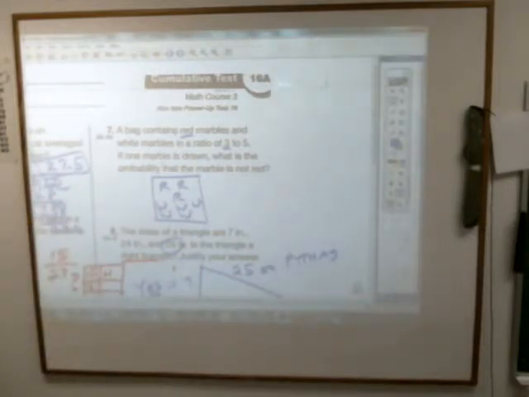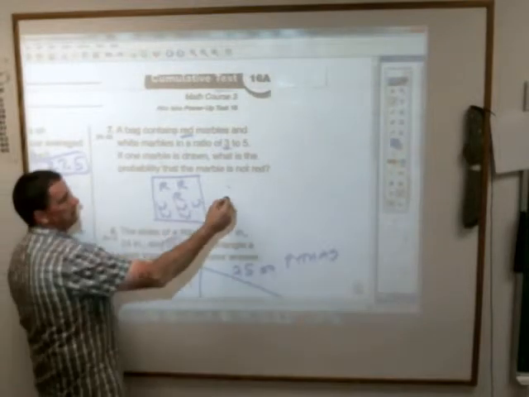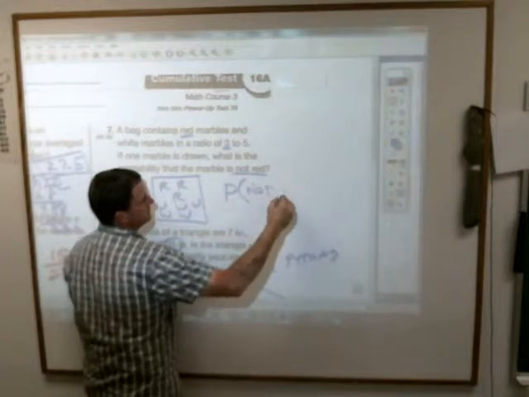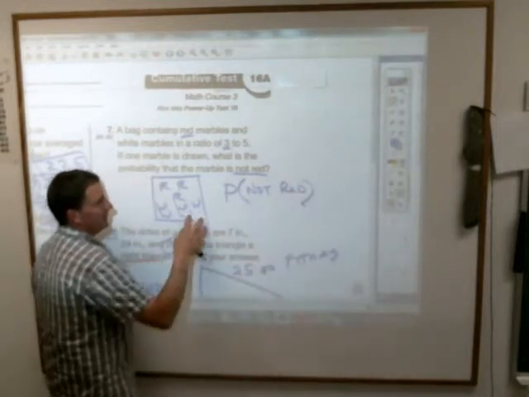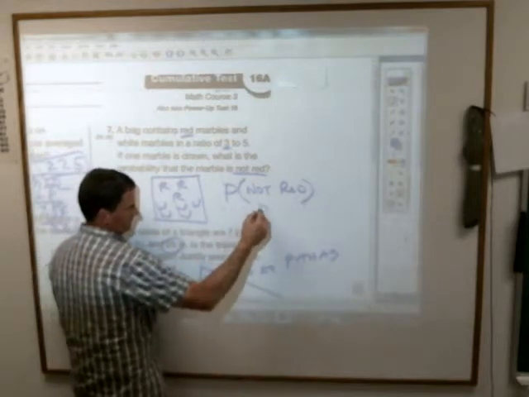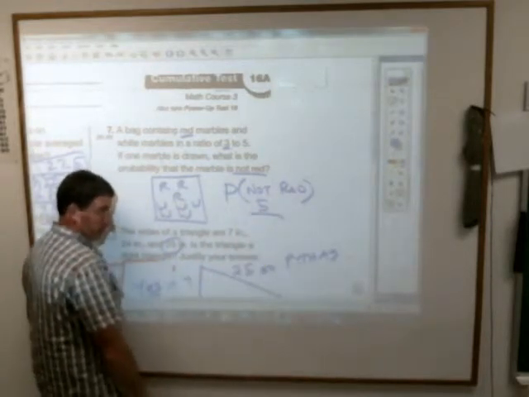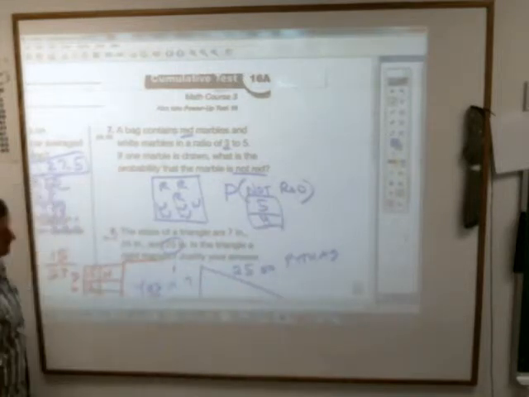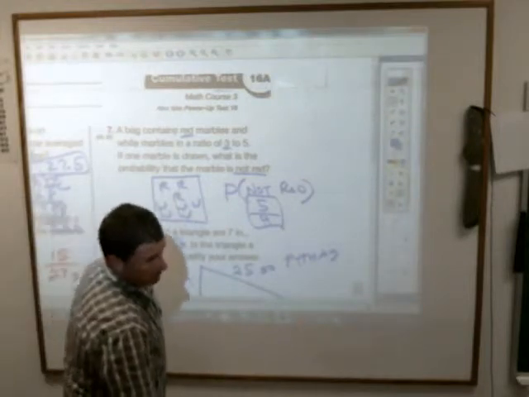What is, if 1 marble is drawn, the probability it is not a red marble? Well, how many not red marbles are there here? 5. Out of a total of how many total marbles? 8. That's your probability. 5 are not red out of 8 total ones.